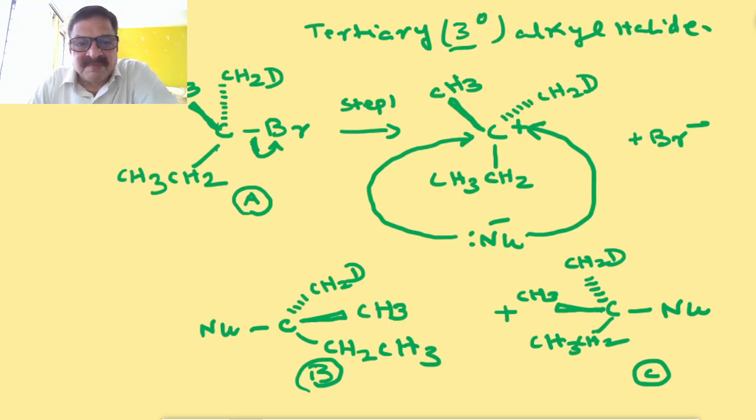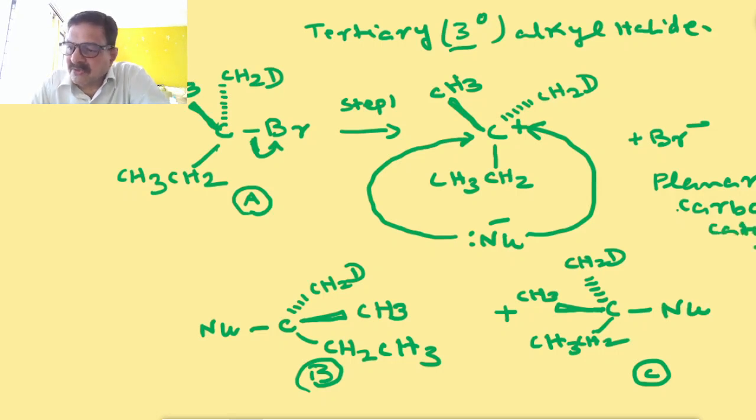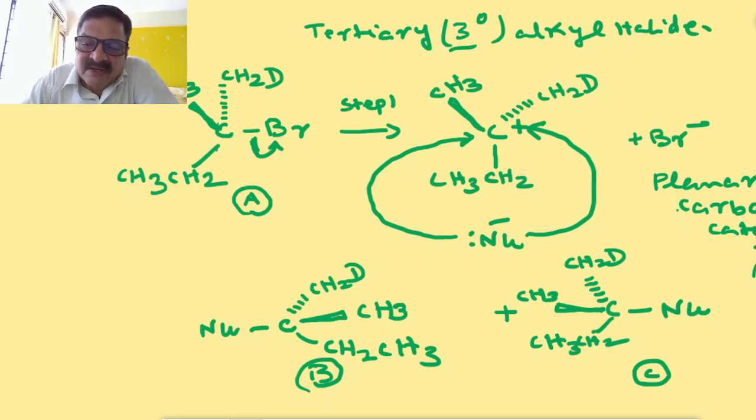Two products are formed from A. A is the starting material, with a single stereogenic center. So it can give B and C. Since the nucleophile is attacking from either side, the loss of the leaving group, Br minus, in step 1 will generate a planar carbocation. The most important point here is planar. It's a planar carbocation, and this planar carbocation is an achiral molecule. It is achiral. So attack of the nucleophile in step 2 can occur from either side to give B and C. B and C are the two products being formed from A.